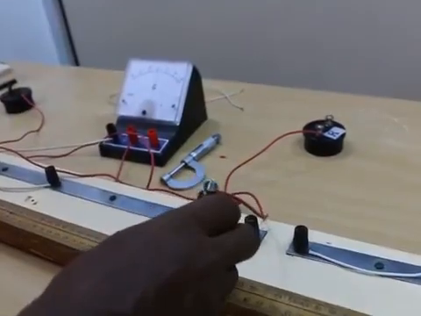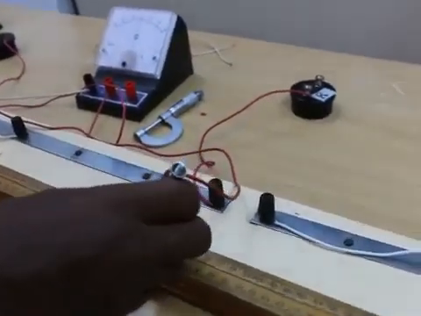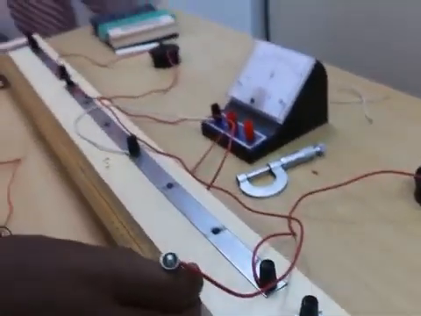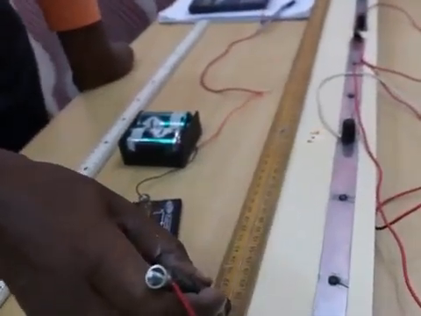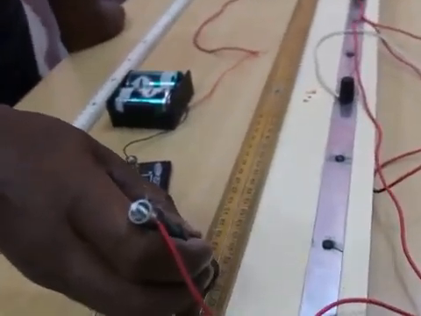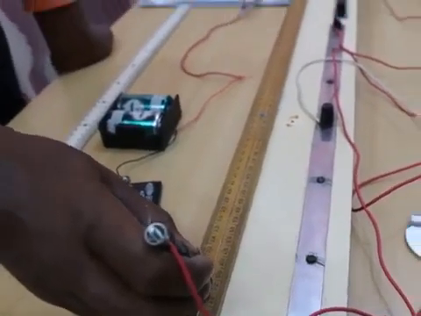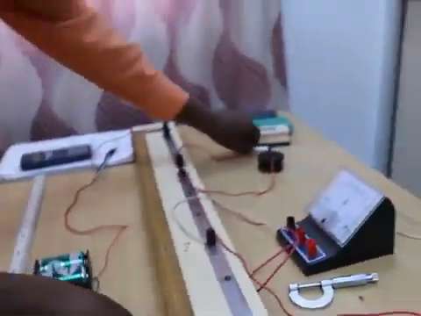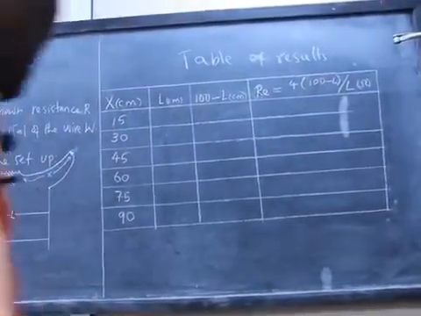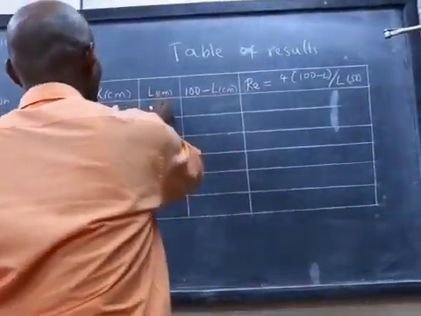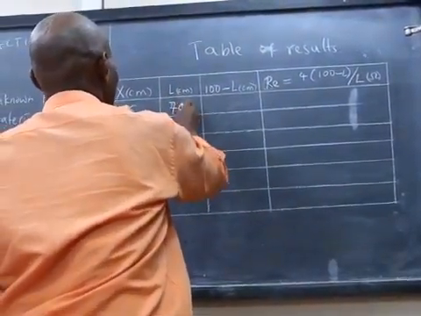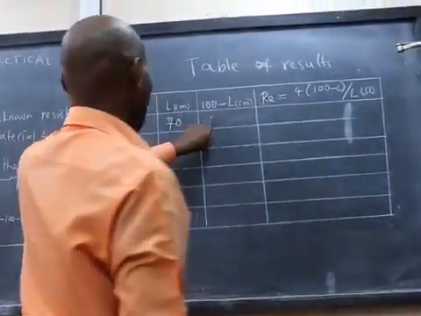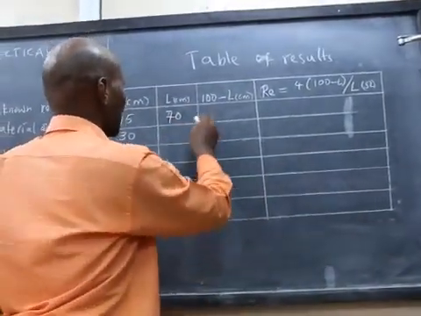Yeah, so 70. This is the first reading. Length, because it becomes 70 centimeter, that is L. So let me record that value in my table of result. L becomes 70. Okay, this one is 70 now. Now this one is 100 minus 70, that is 30.